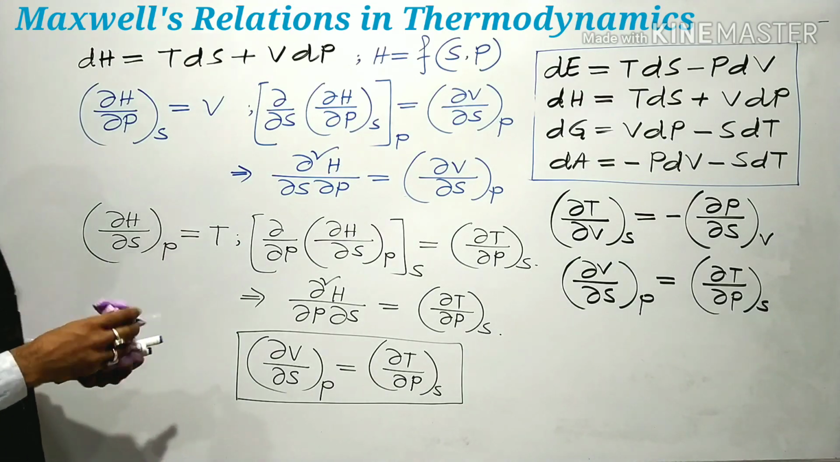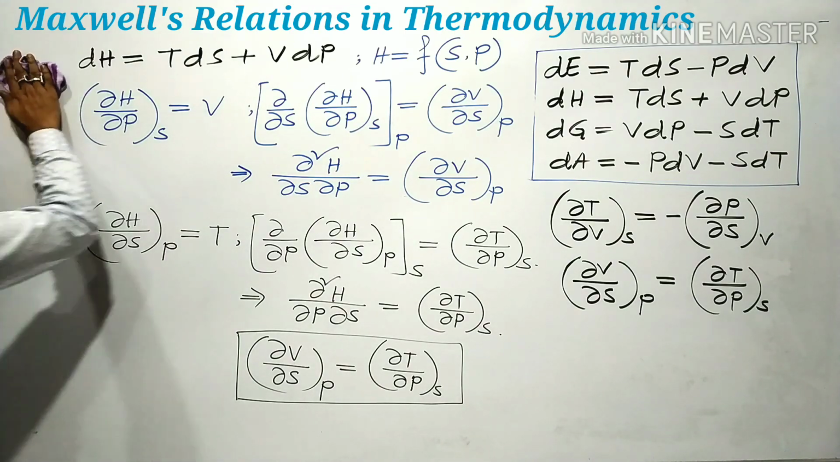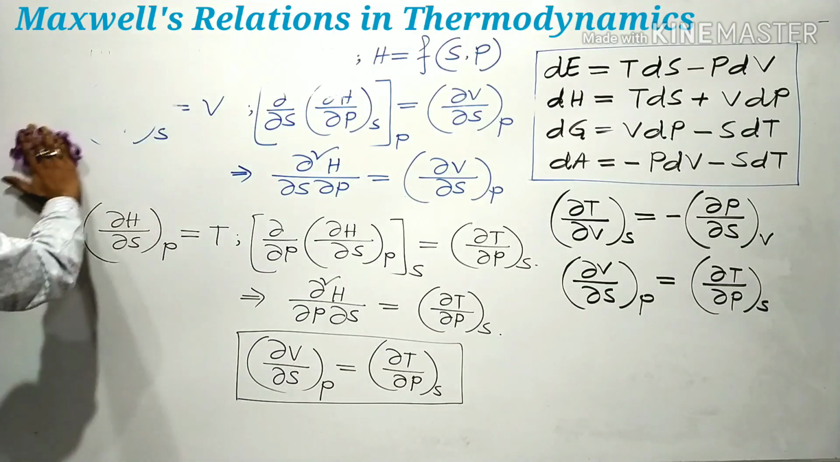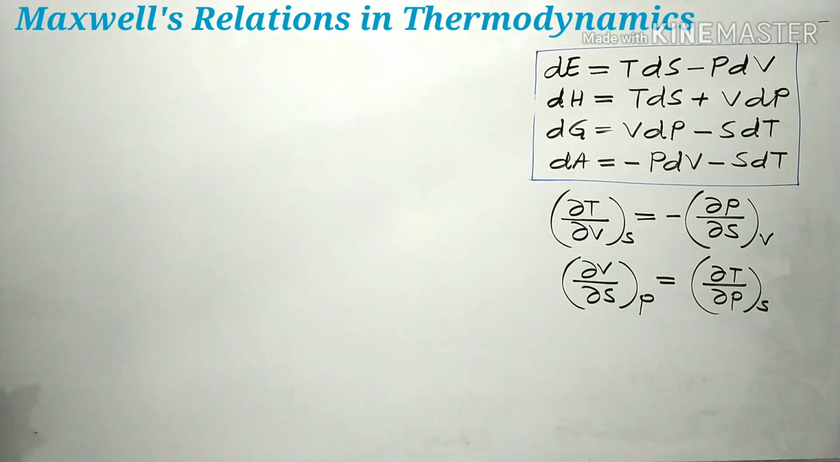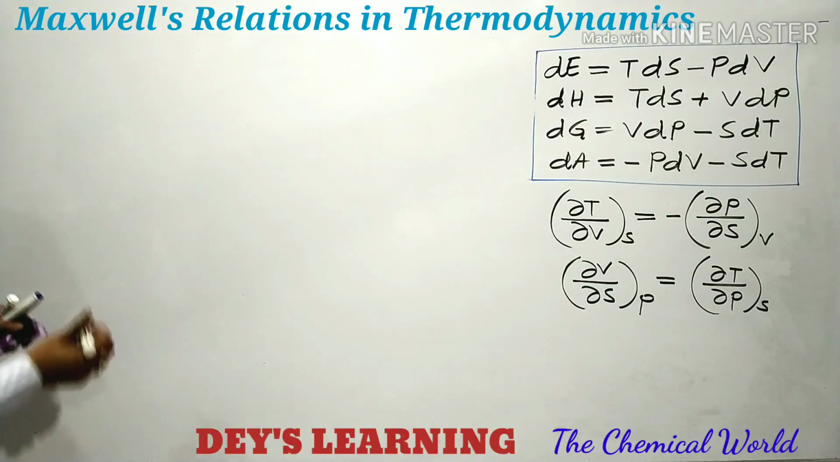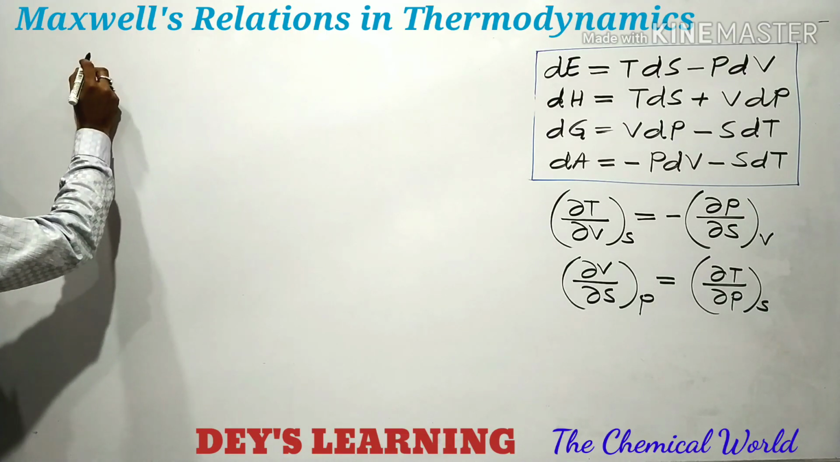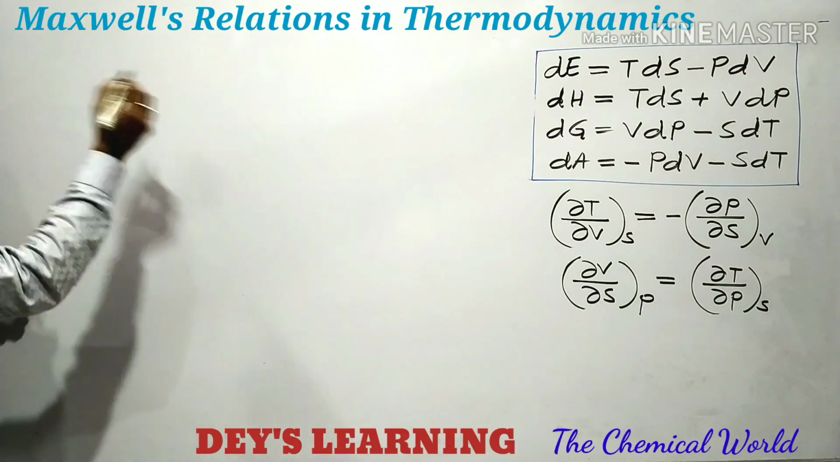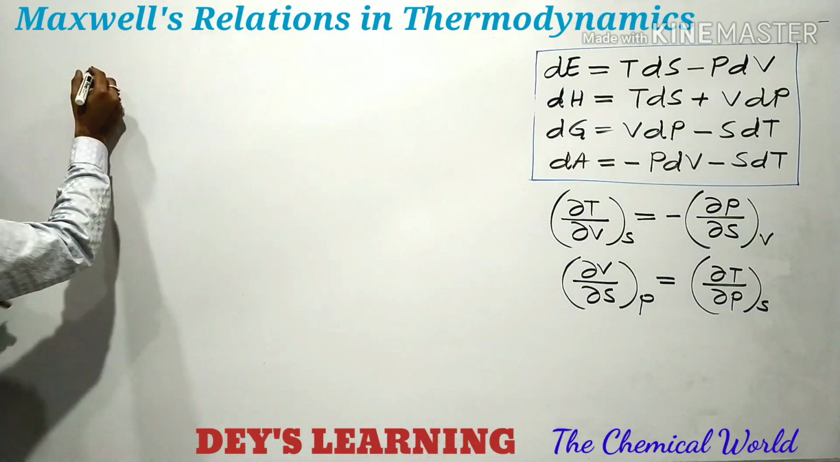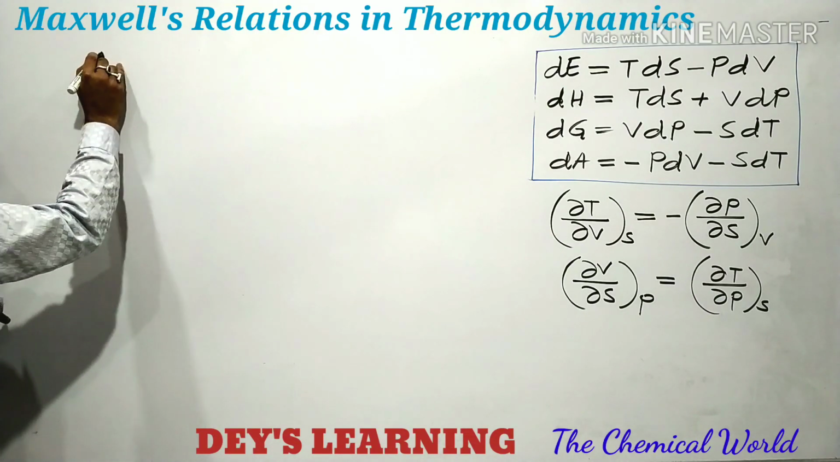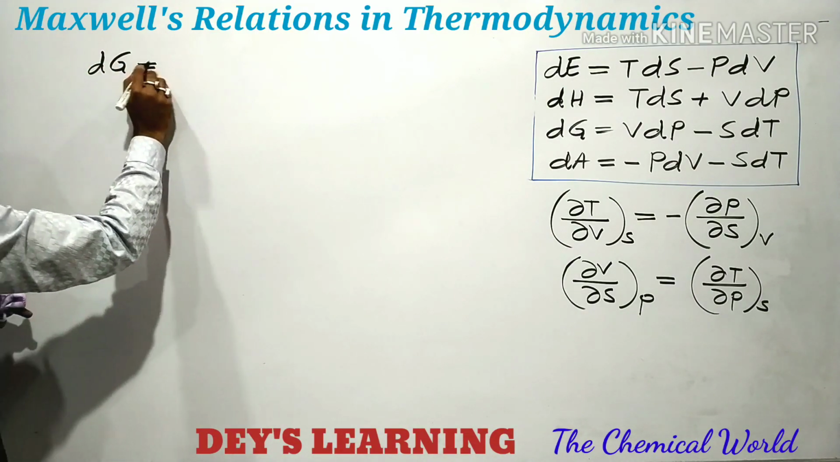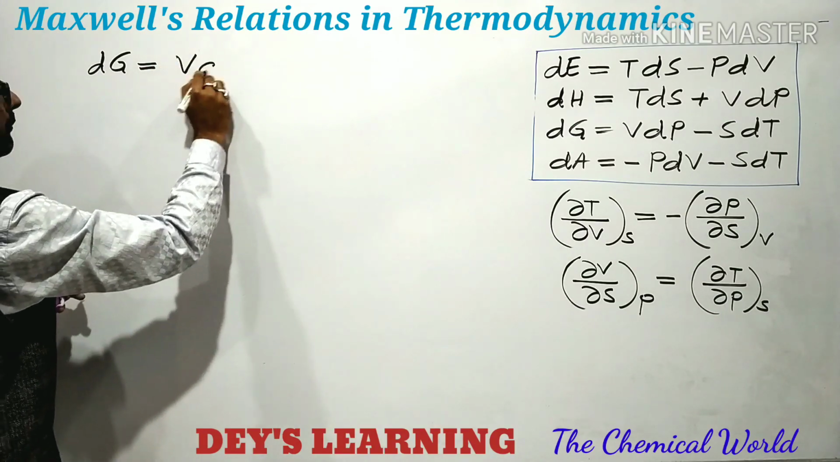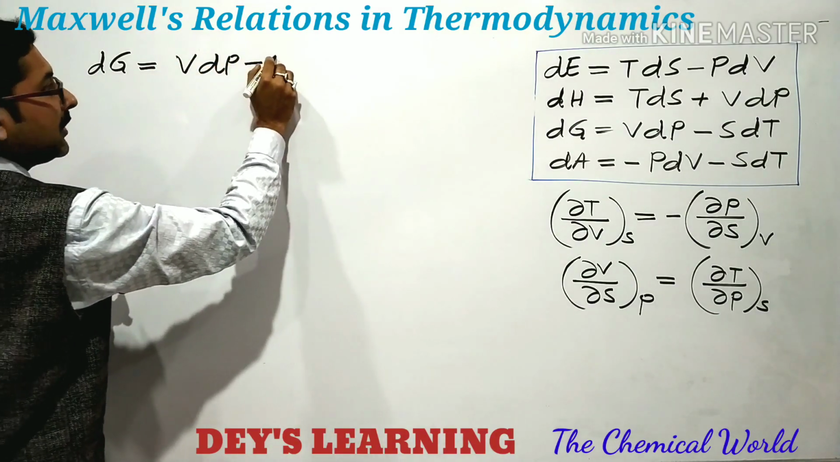Then we can move to the third one, the third Maxwell relation. Now the third thermodynamic relation is dG equal to VdP minus SdT.